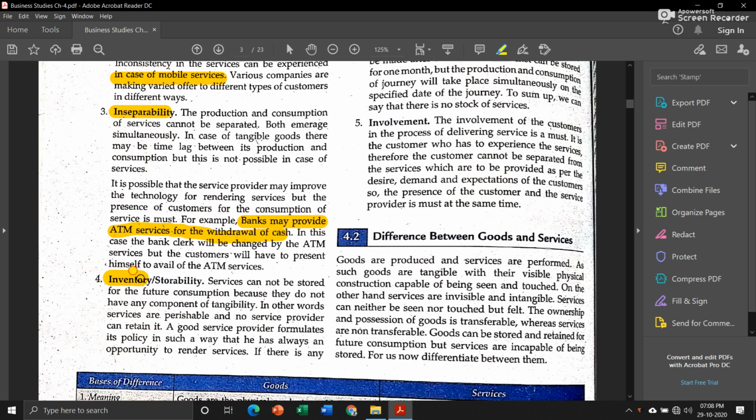Next I is inventory or storability. Services cannot be stored for future consumption because they do not have any component of tangibility. In other words, services are perishable and no service provider can retain them. A good service provider formulates his policy in such a way that he always has an opportunity to render services. Means you cannot store your services for a long period of time. It is perishable in nature. Means after a certain time it will become outdated or obsolete.